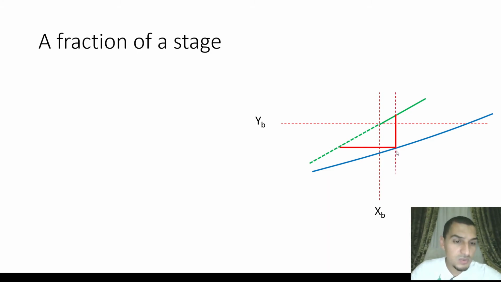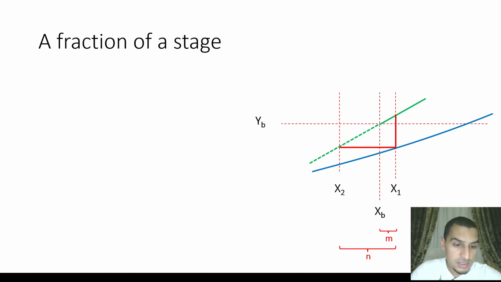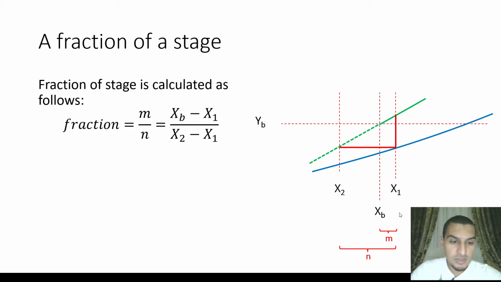To calculate this fraction, we need to define x1 and x2, and these are points that I'm already gonna be calculating, so I'm not gonna calculate something new. These numbers are already calculated before I draw the stage. The part that I'm interested in is the part I call m, and the whole stage is represented by n. So the fraction is m divided by n, which is going to be xb minus x1, divided by x2 minus x1. You can do the same using this part and this part. It's going to be almost the same, with only a small difference between them, but both will work.